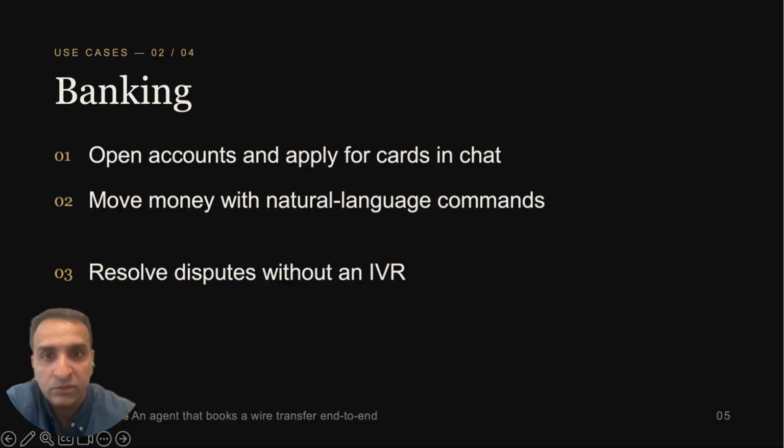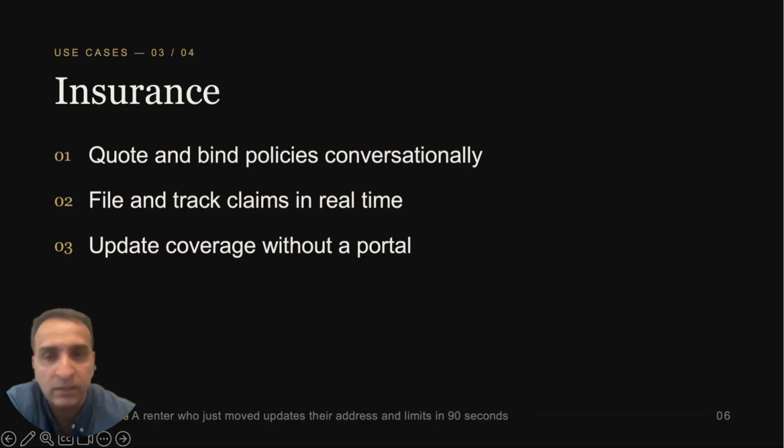In insurance, instead of getting 12 quotes from 12 different websites, you say, I just bought a house in Austin, get me renters and an umbrella coverage, and the agent goes ahead, shops, quotes, and binds the policy. So it's the same shift in every industry. I mean, the agent does the work and you confirm the purchase.